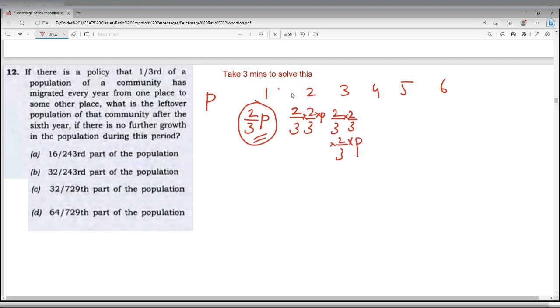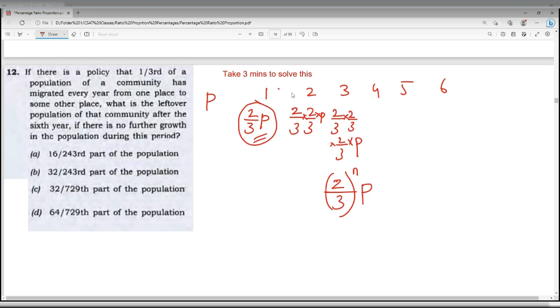So you can see the pattern here. After 1 year, it is 2/3. After the second year, this is 2/3 into 2/3 into P. The third year is 2/3 into 2/3 into 2/3. So after the nth year, the population would be 2/3 to the power of n into P.